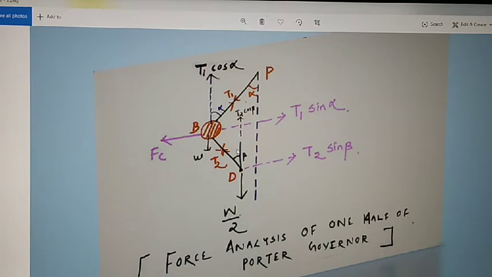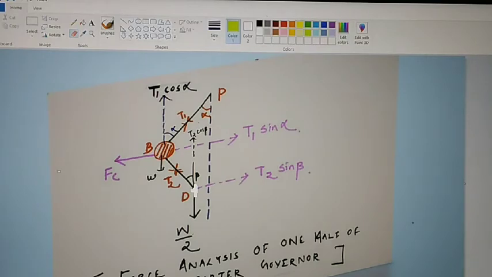Now there are two angles, alpha and beta. We make the resolution of the forces in order to find our aim. We have to find the height of the governor or the speed of revolution, so N or h we have to find out. So let us see how to find it. This is the force analysis figure. We are considering only one half of the Porter governor.